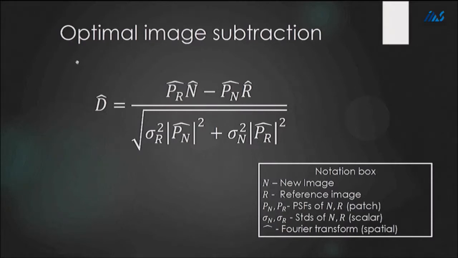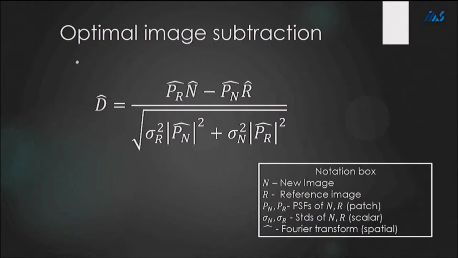So this is the optimal image subtraction. So what's going on here? So first, what is a hat? Hat is a Fourier transform. Okay. And even though the solution is stated in a Fourier transform way, it's actually a local solution, so don't be afraid of it. Okay.